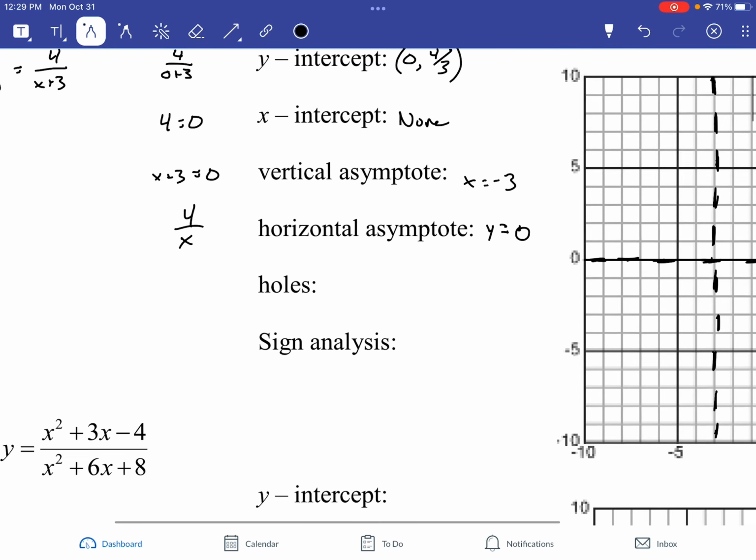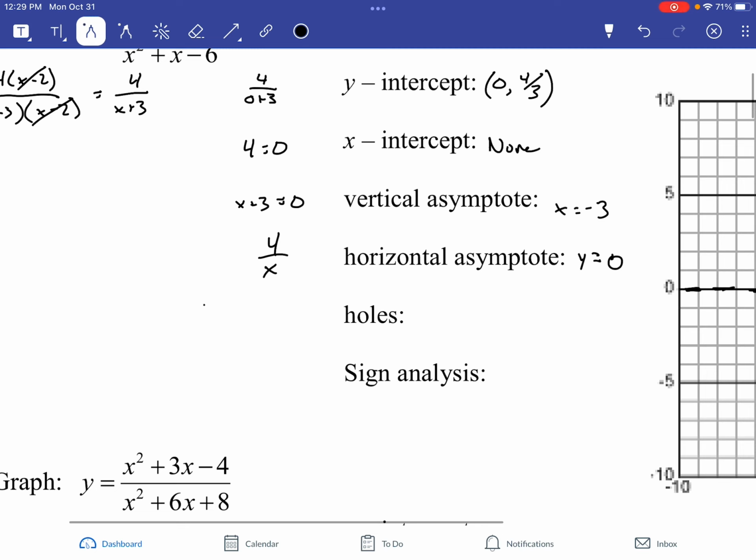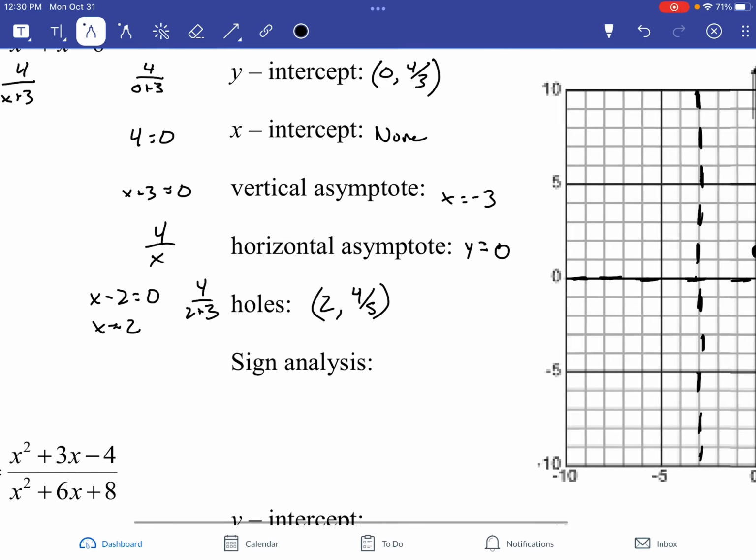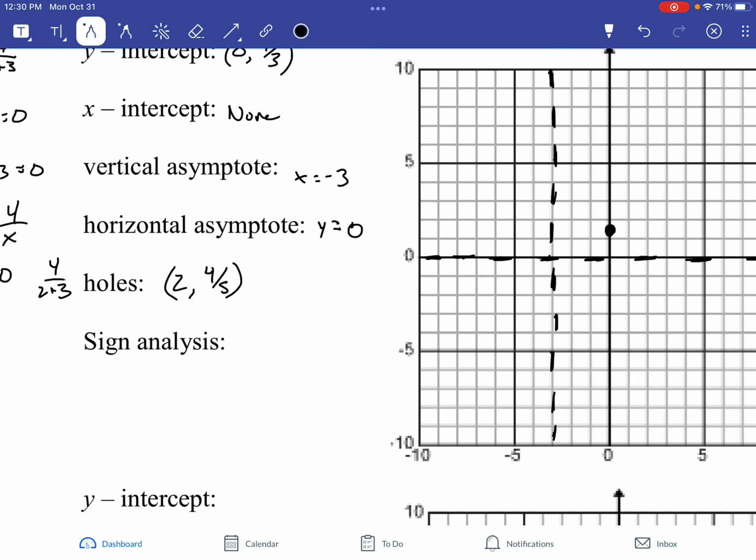Holes. We do have a hole because we canceled something out. We took x minus 2, set it equal to 0, so x will equal 2. We're going to use that in our problem. So we have 4 over 2 plus 3, which gives me 4 over 5. So our hole is going to be 2 and 4 over 5. So 2 and 4/5 is going to be about there. There's our hole.